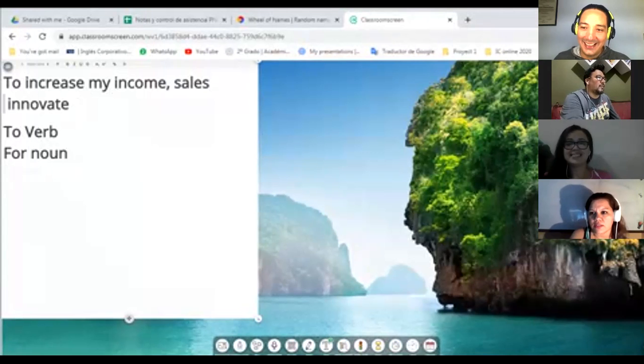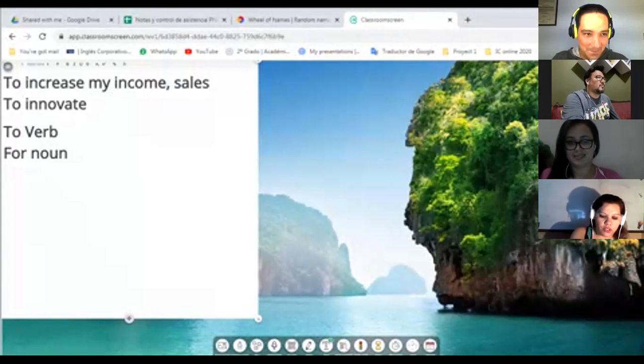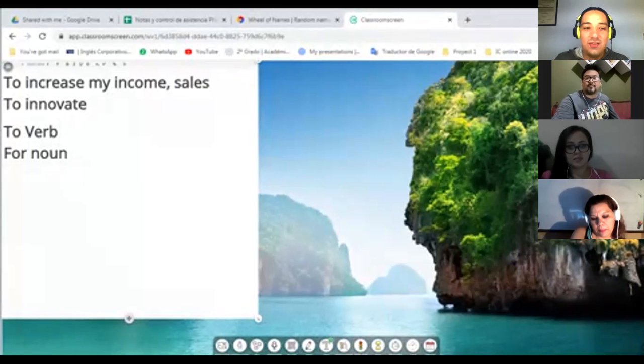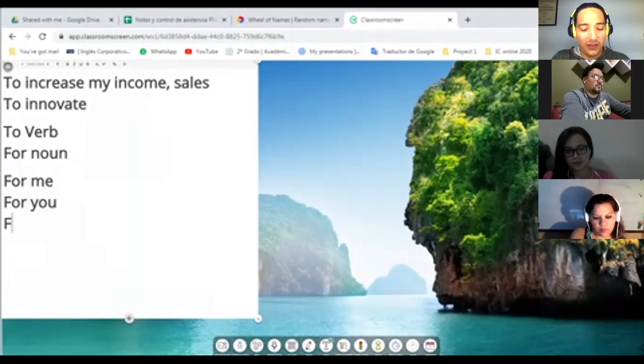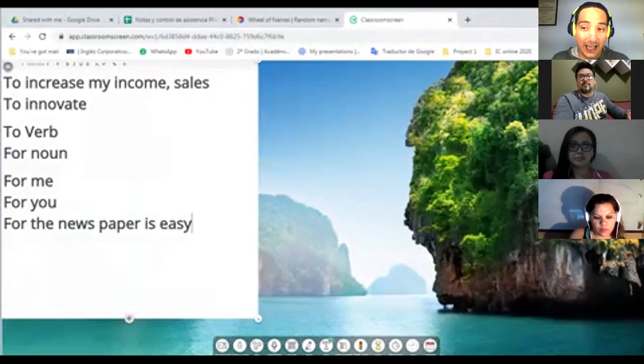It's an action. Innovation, action. To innovate. It's an action. To innovate. Be careful. A verb. What's an action? Let's use "for." For me. For you. For the newspaper. It's easy. Got it? Okay.